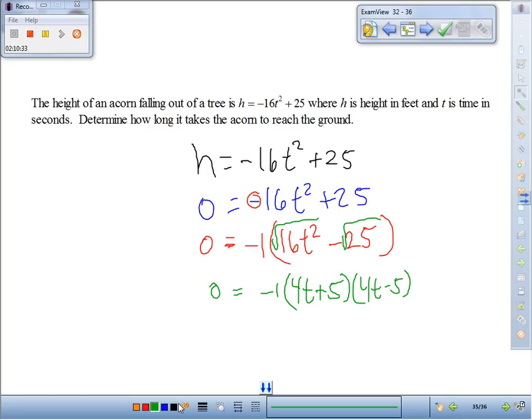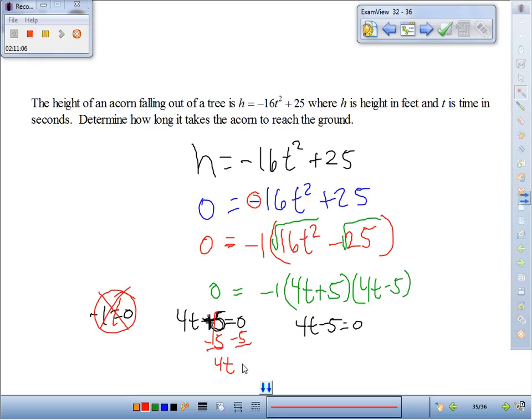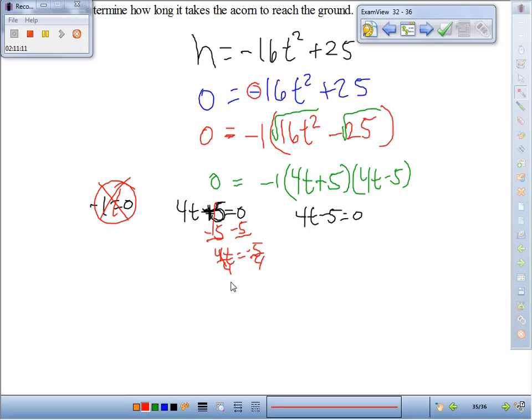Now we're ready to solve. Let's set each one equal to 0. So negative 1 equal to 0. I'm done with this one. Next one, 4t plus 5 equal to 0. And the next one is 4t minus 5 equal to 0. So let's solve. Is this one true? No, so we're done with this one. This one we subtract 5, 4t equals negative 5, and at the end we divide by 4, t equals negative 5 fourths.